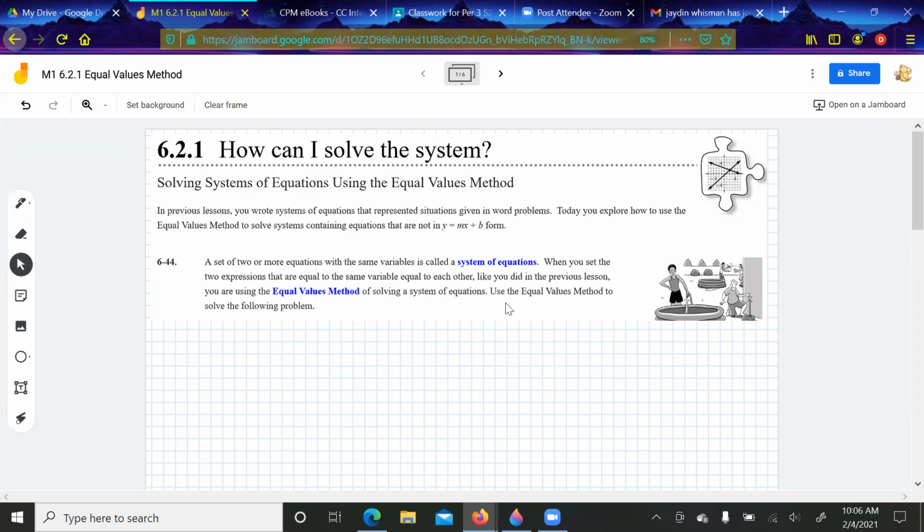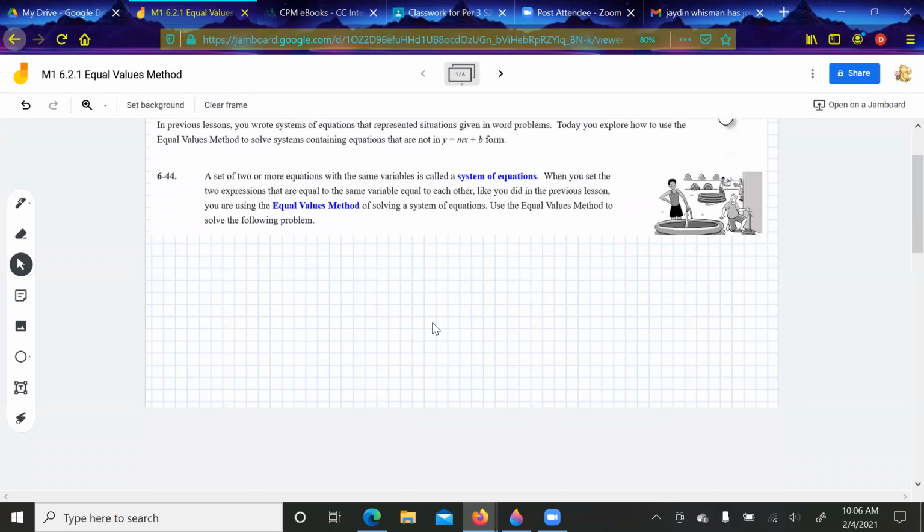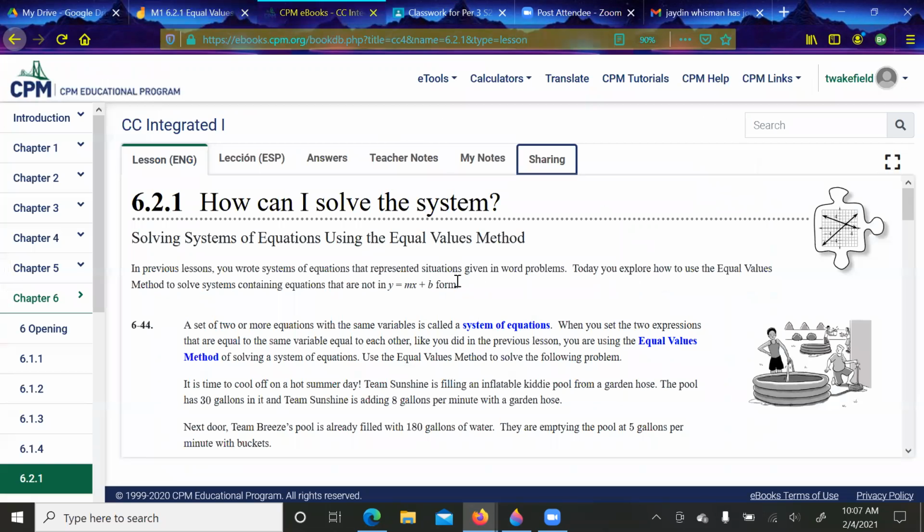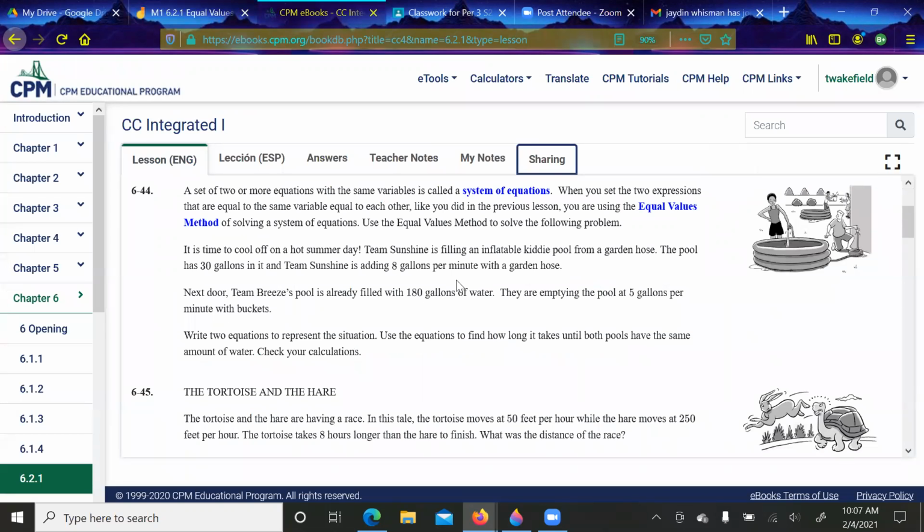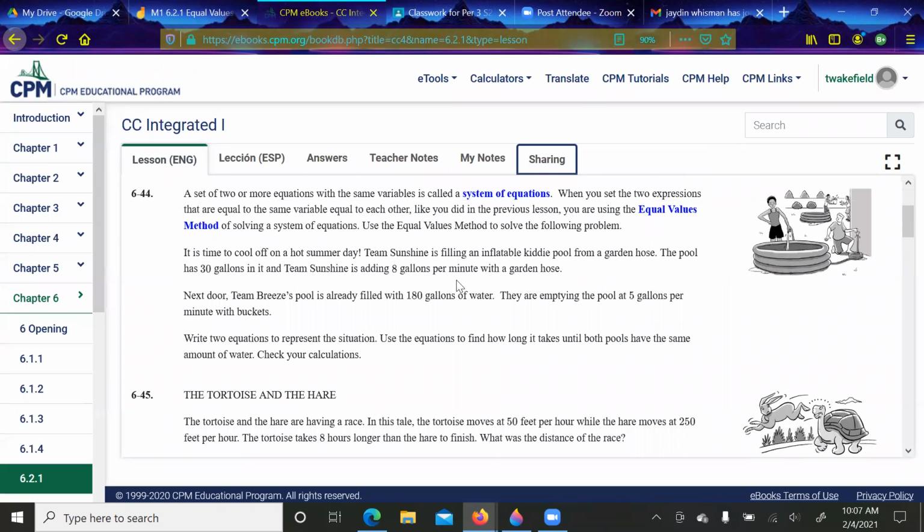Use the equal values method to solve the following problem. And then it goes on to talk about a hot tub problem. Here it goes. It is time to cool off on a hot summer day. Team Sunshine is filling an inflatable kiddie pool from a garden hose. The pool has 30 gallons in it, and Team Sunshine is adding 8 gallons per minute with the hose. So that's a rate or a slope, and this is the capacity of the pool.